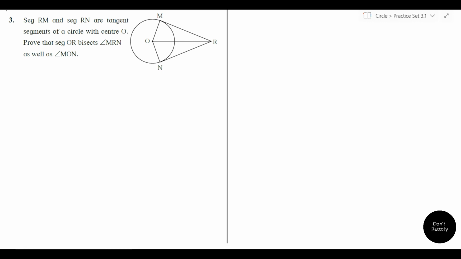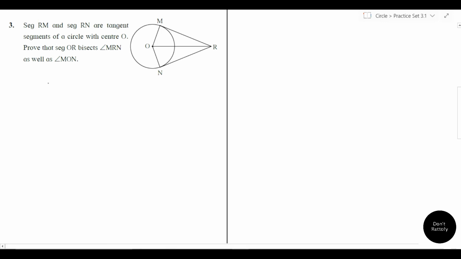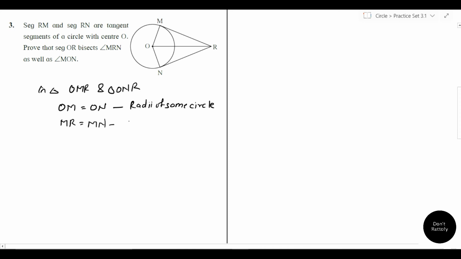Okay, so basically what we are going to do is, in triangle OMR and triangle ONR, we know that OM is equal to ON, right? We know that OM is equal to ON, radii of same circle. We also know that MR is equal to NR, tangent segment theorem.